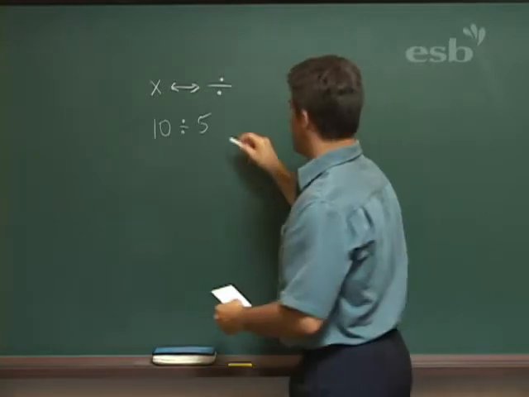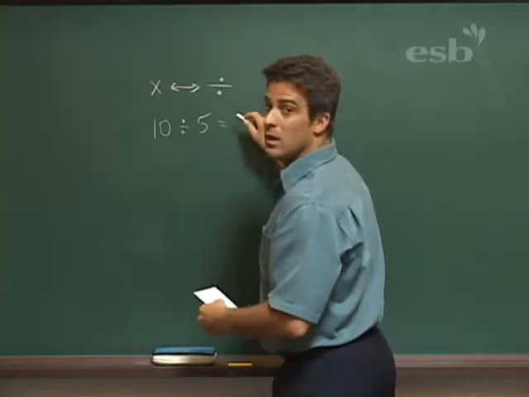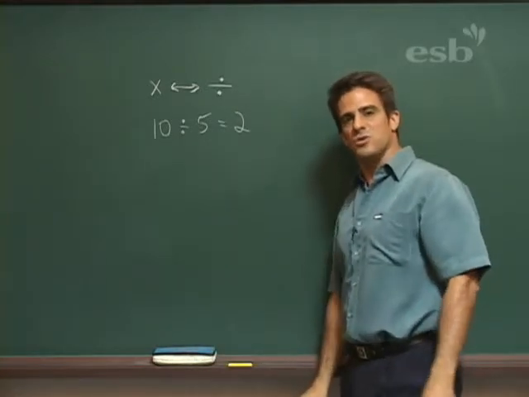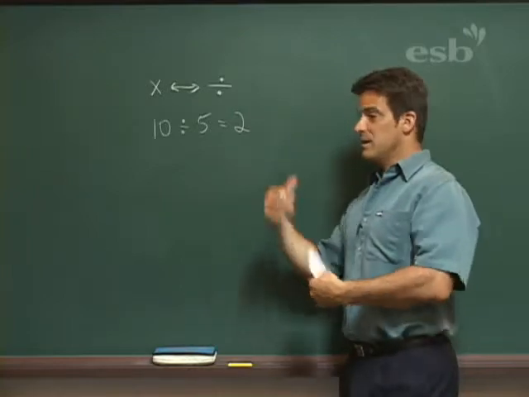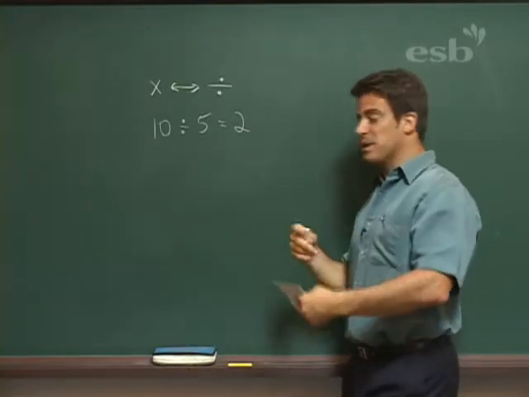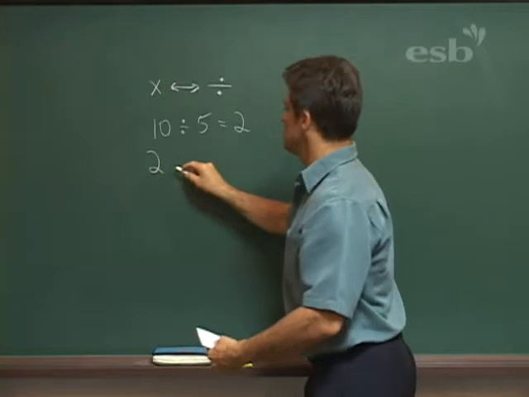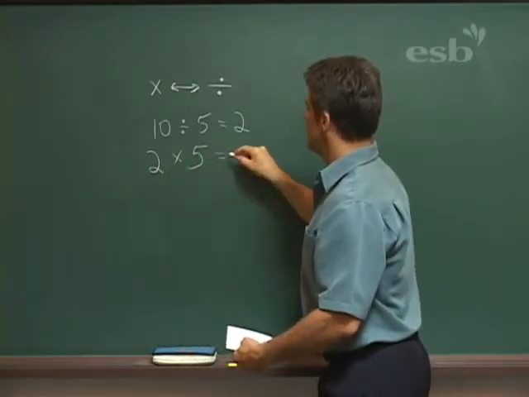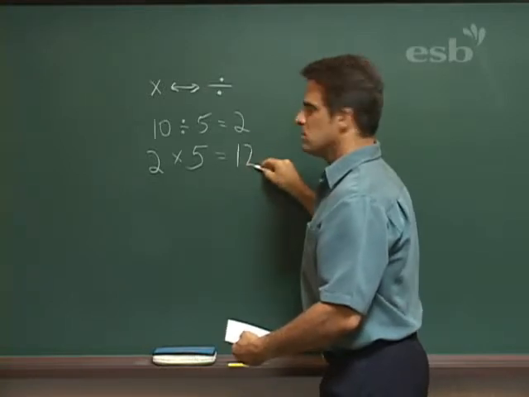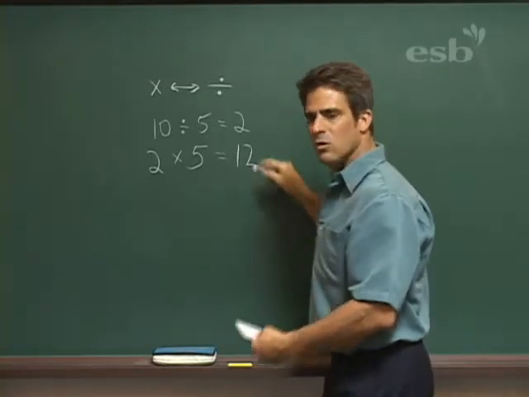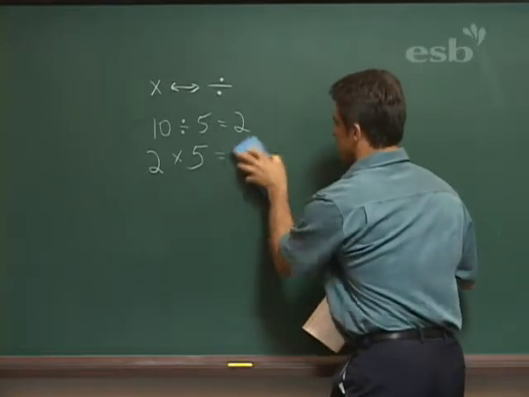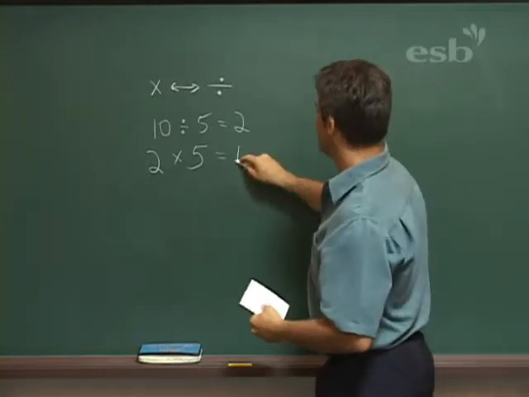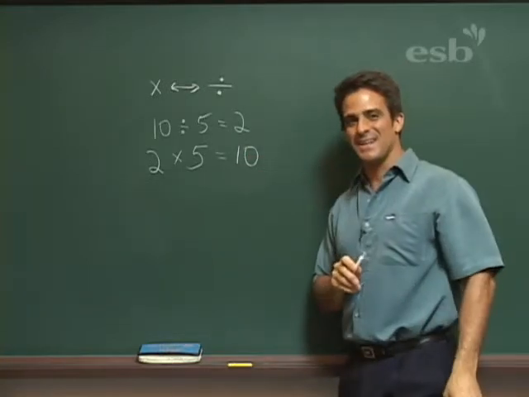Ten divided by 5 equals what? 2, right. 10 divided by 5 equals 2. Let's check it using multiplication. 2 times 5 equals 12? No. Just making sure. You got me. 2 times 5 equals, of course, 10.